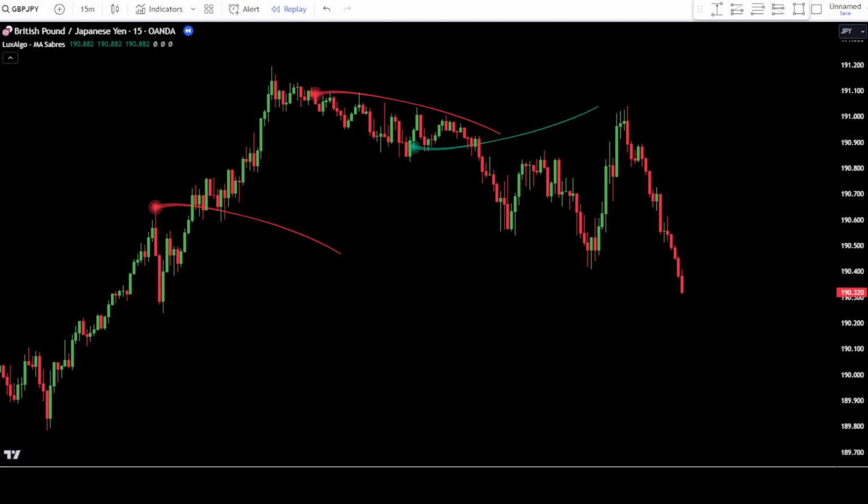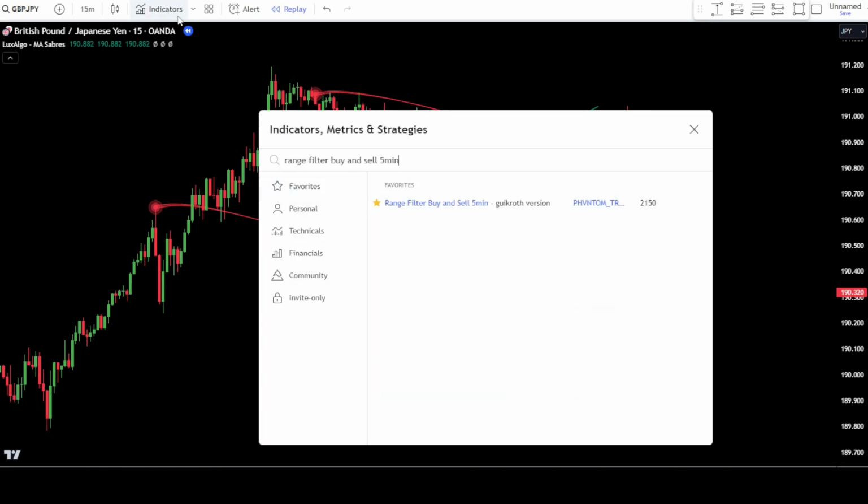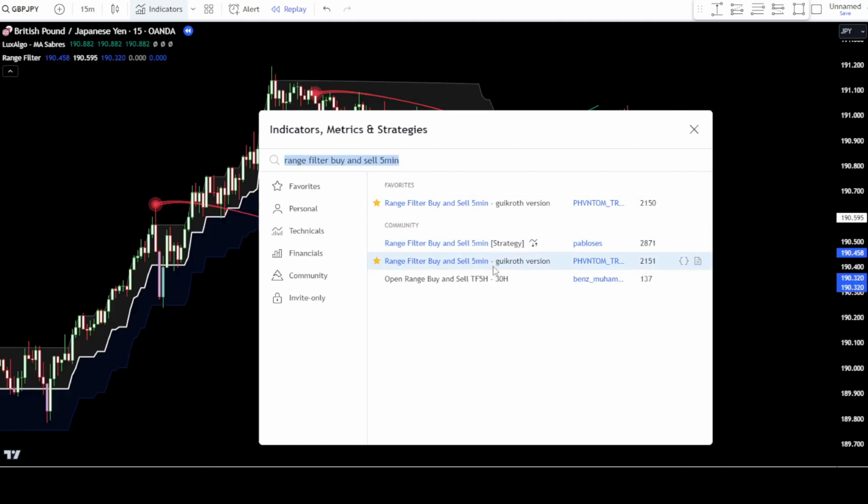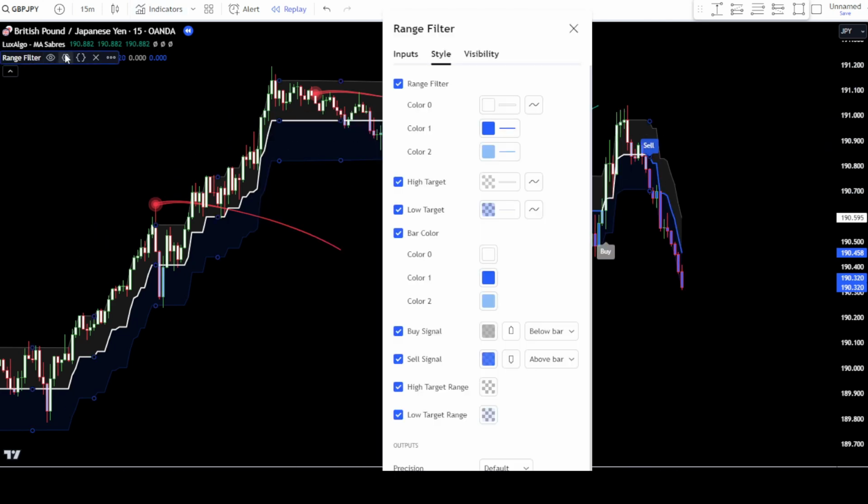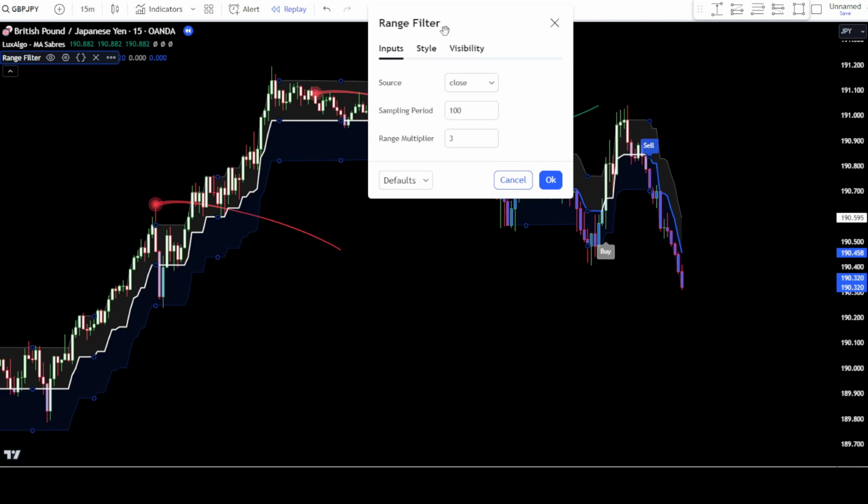Now, let's add the second indicator that will serve as a guide for placing orders in the market. Go to the Indicator Search tab and type Range Filter Buy and Sell 5 minutes. Select Range Filter Buy and Sell 5 minutes from Phantom Trader. Next, enter the Settings tab for the Range Filter Buy and Sell 5 minutes indicator. In the Input tab, change the Range Filter Multiplier to 1.8.